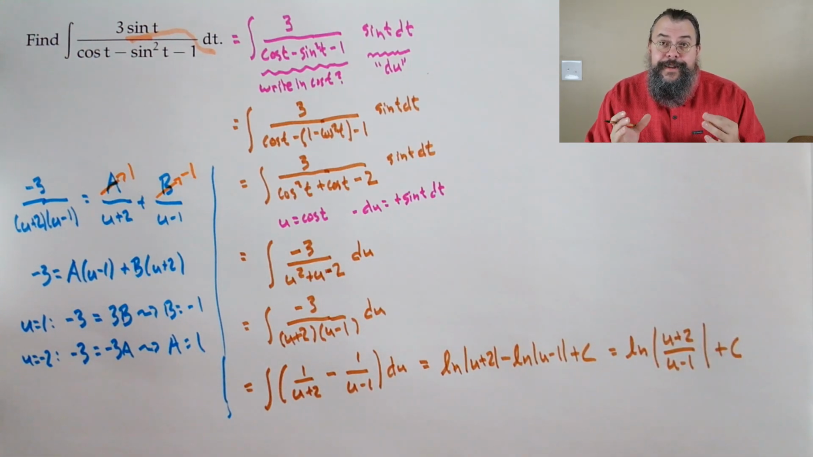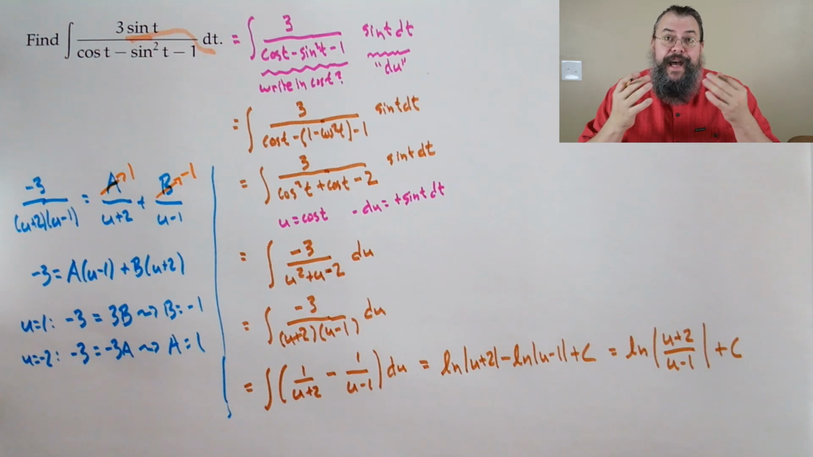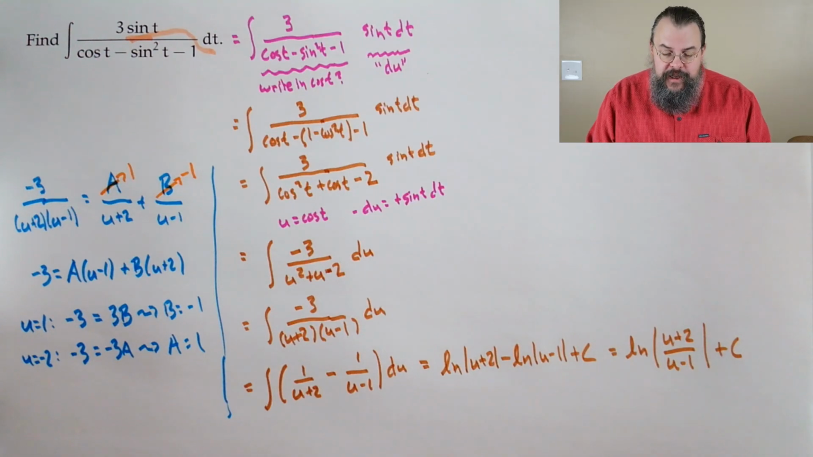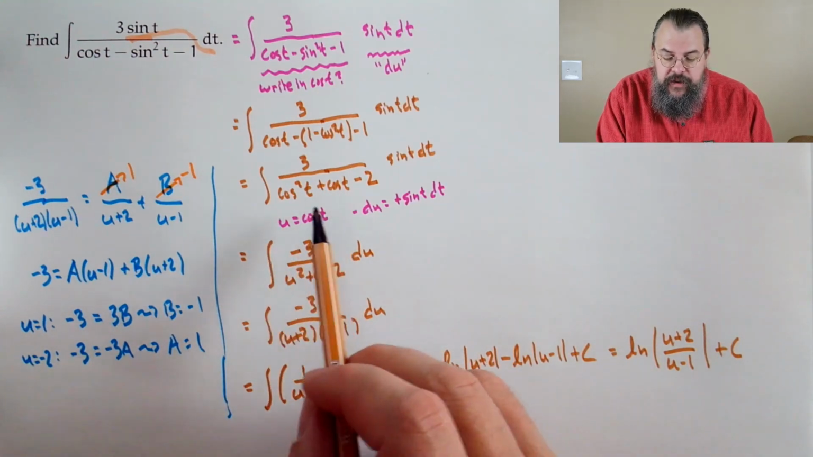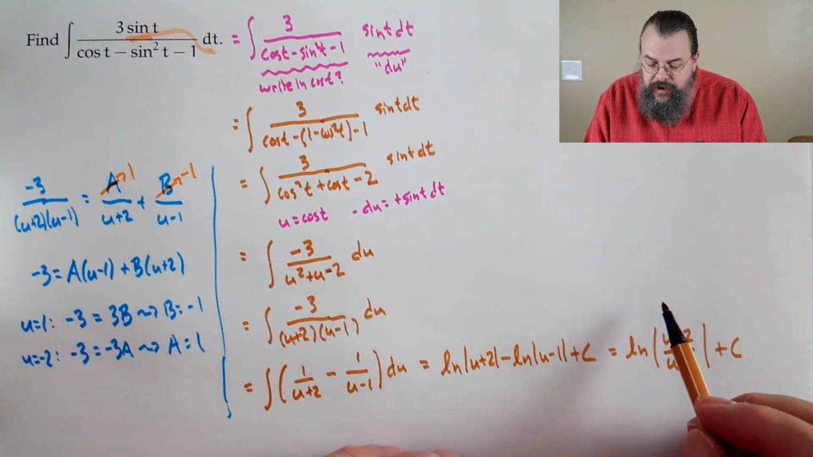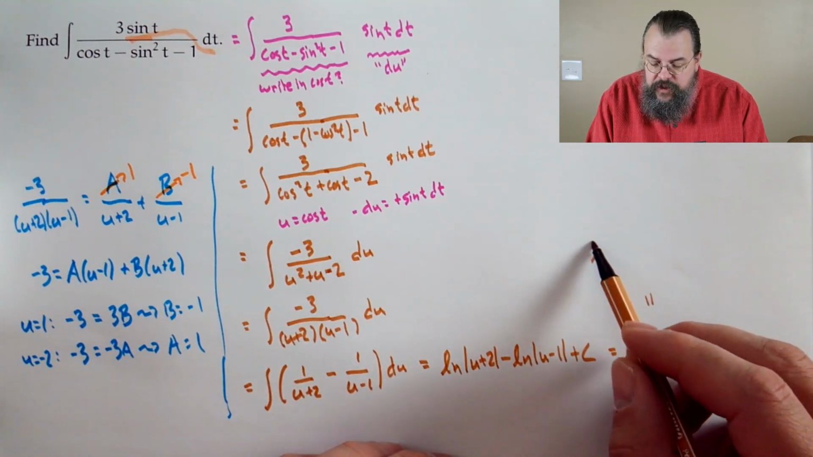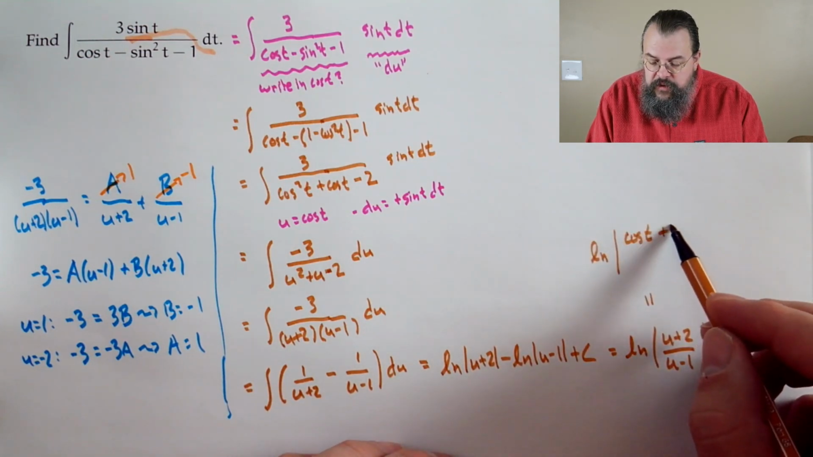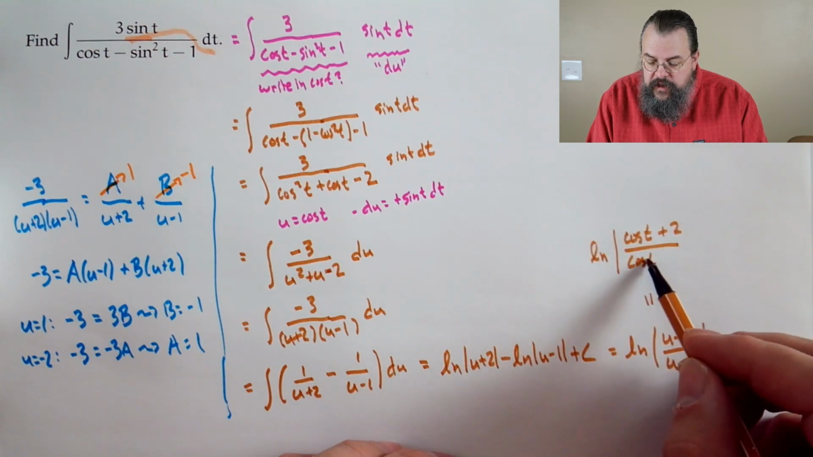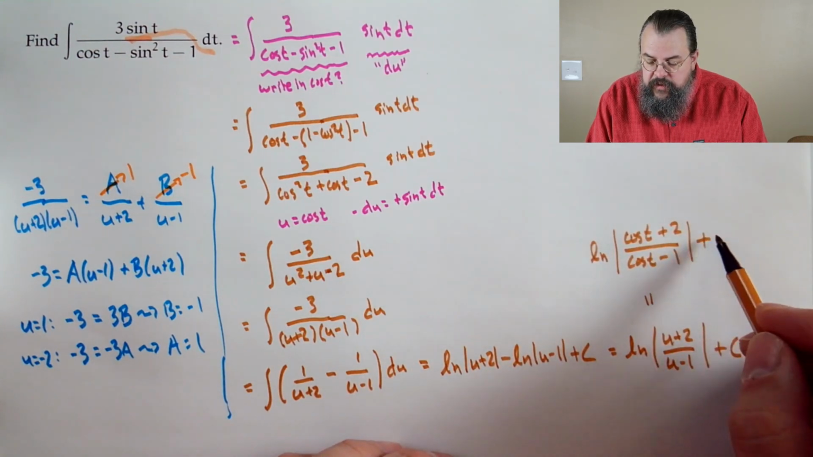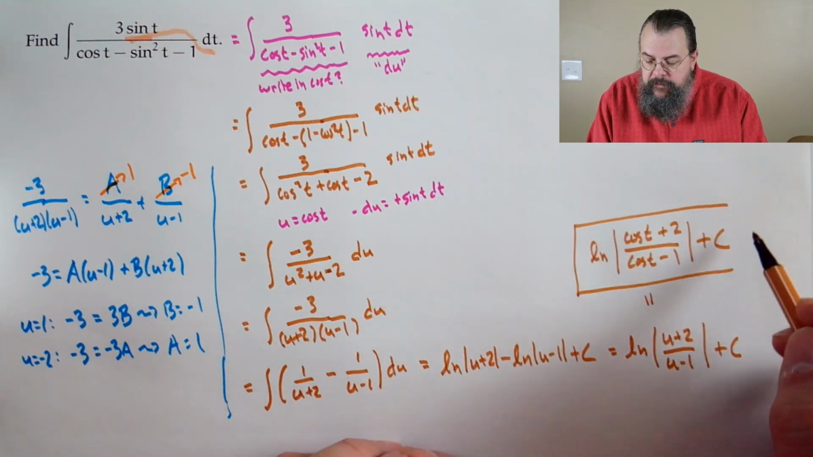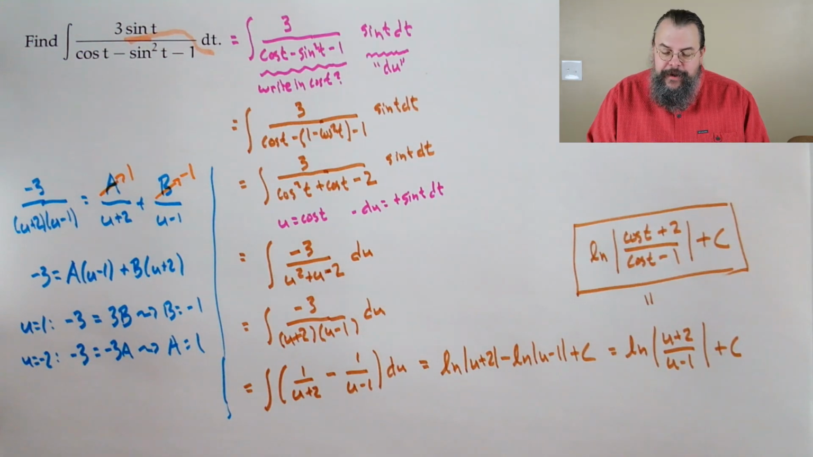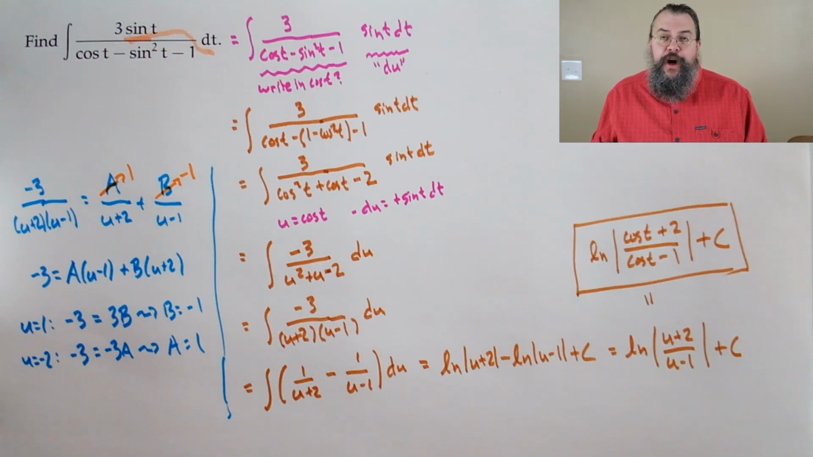Now, the last thing to finish up is we've got to go back to where we began. We began in terms of t, so we need to finish in terms of t. We know what u is: u is cosine of t. So we end up with the natural log of cosine of t plus 2 over cosine of t minus 1, plus C. And that's it. We're done. Wow, cool. Fun problem.